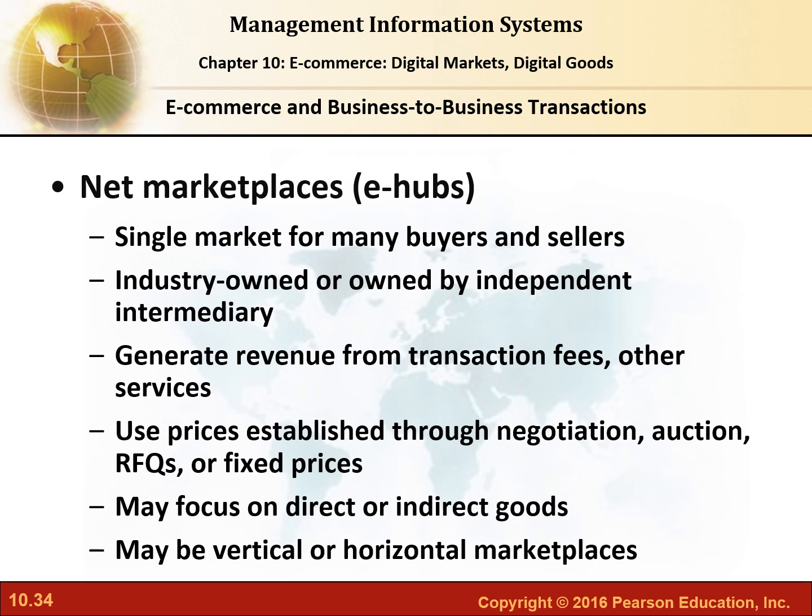Then the next one is the net marketplace or e-hub. This is basically a single market for many buyers and sellers. Like you are creating a marketplace where, irrespective of industry or the nature of business, various organizations are engaged in your marketplace. It could be direct or indirect goods. Direct goods means goods that consumers can use directly, and indirect goods means you are producing products for business organizations, that is, other businesses are buying your goods to prepare other goods. So indirect goods are basically used in B2B, but direct goods we call B2C or C2C.